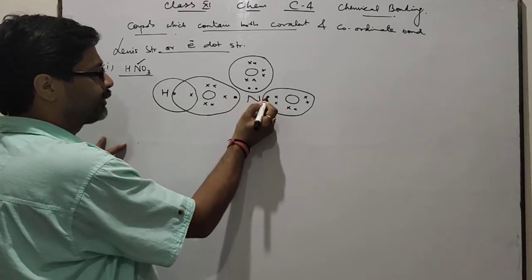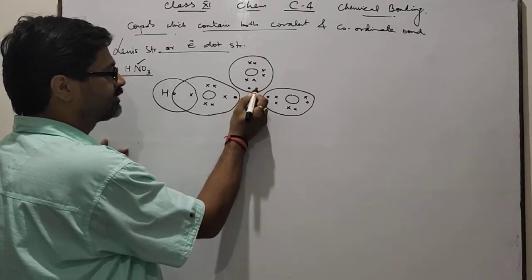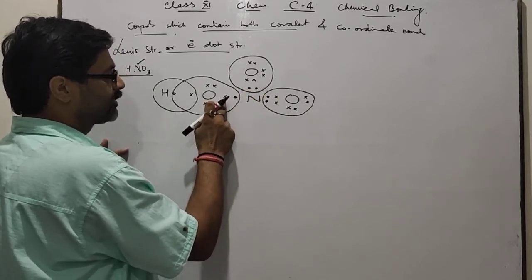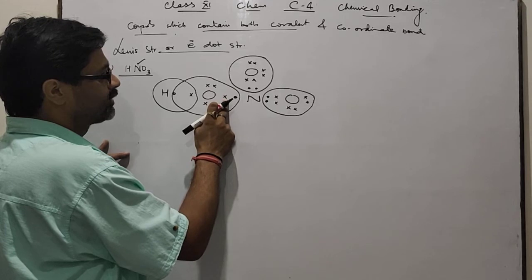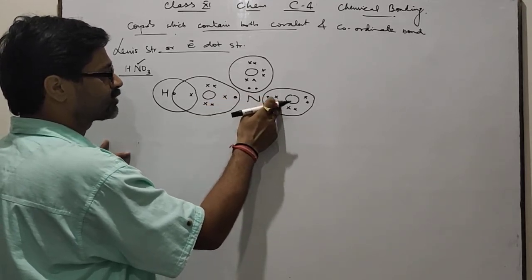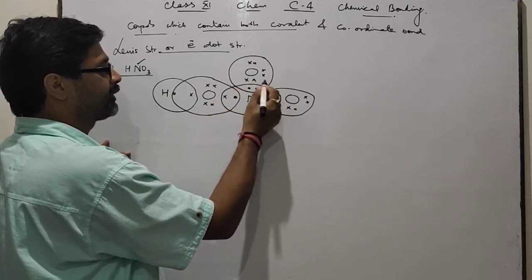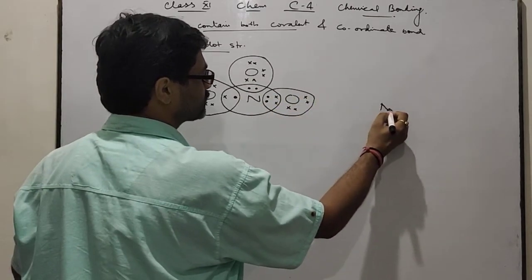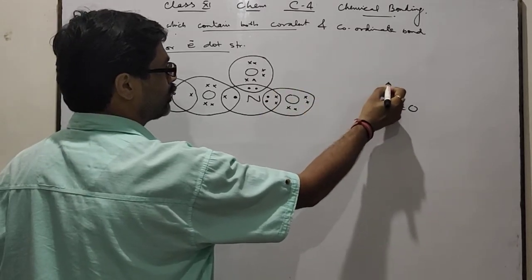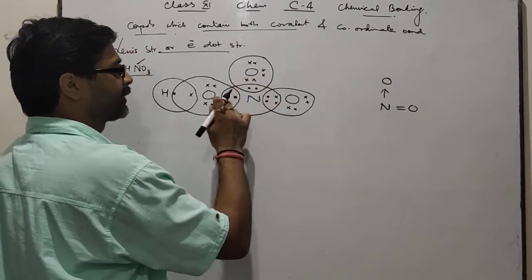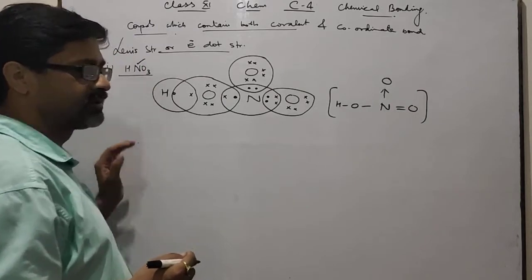And how does nitrogen complete its octet? See here, nitrogen contains 5 electrons. These dotted electrons are of the nitrogen atom. 1 electron from here, 5 plus 1 becomes 6. 2 electrons remain, which are shared by either this oxygen or this oxygen. Suppose in this way nitrogen completes its octet, and in this way this nitrogen forms a double bond with this oxygen atom. Here a coordinate bond is formed with this oxygen atom, and a single bond and again a single bond. In this way HNO3 is formed.